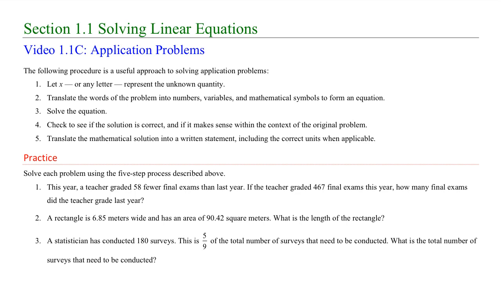The first step is define a variable. Typically, that'll be the letter x, but it can be any letter you want. And your variable needs to represent the unknown quantity in the problem. Once you've defined a variable, then you need to translate the words of the problem using numbers, variables, and mathematical symbols into an equation. And once you've got your equation, you can solve it, check your solution, and finally write your answer as a statement.